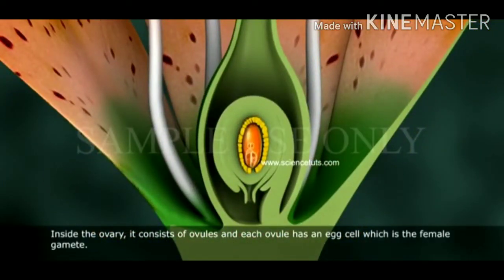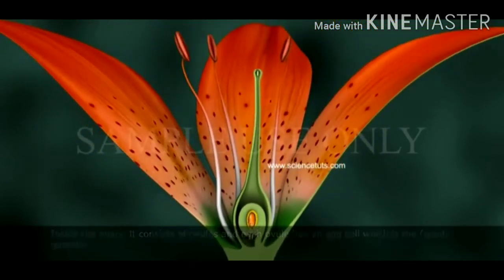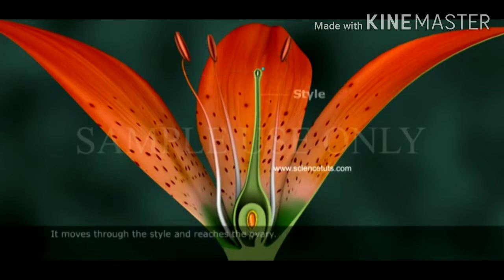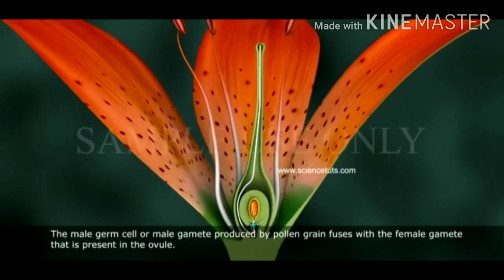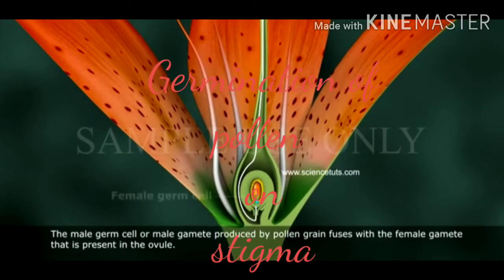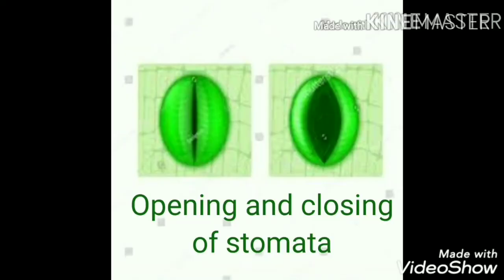Inside the ovary, there are ovules, and each ovule has an egg cell, which is a female gamete. The pollen produced by the pollen grain transfers from stamen to stigma. It moves through the style and reaches the ovary. The male germ cell or male gamete produced by the pollen grain fuses with the female gamete present in the ovule. This is called fertilization.